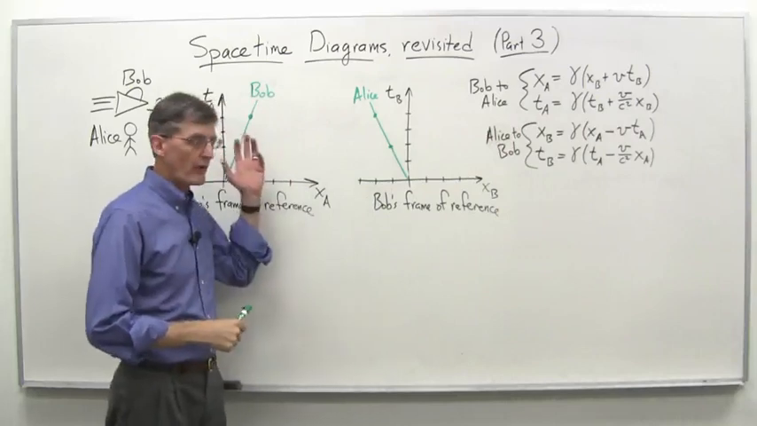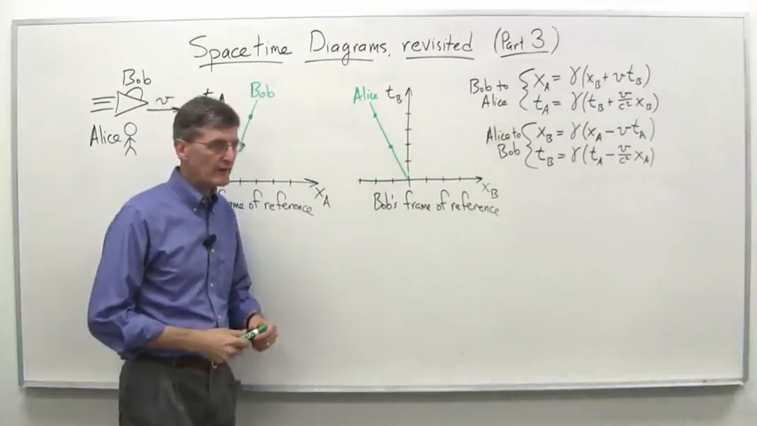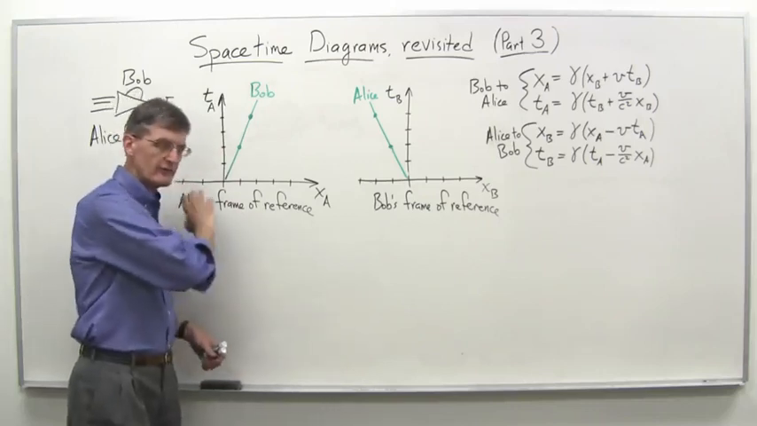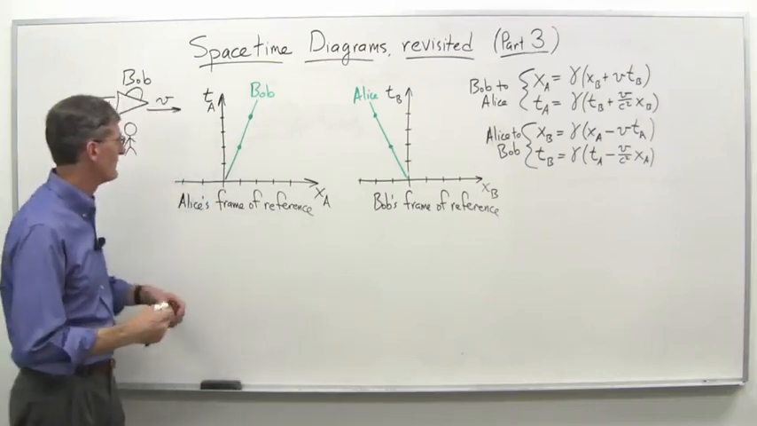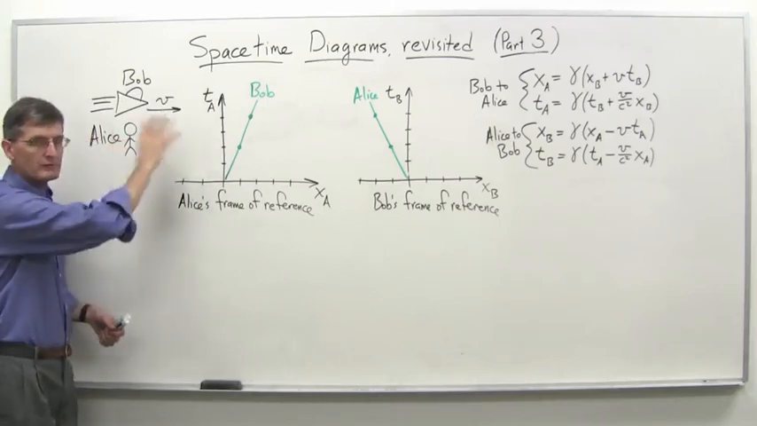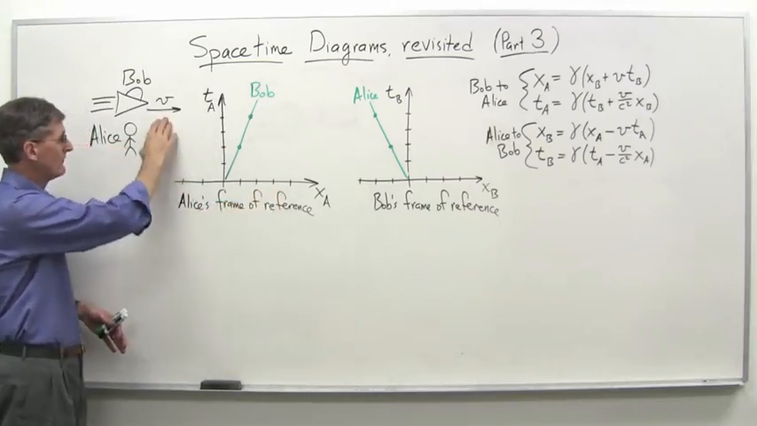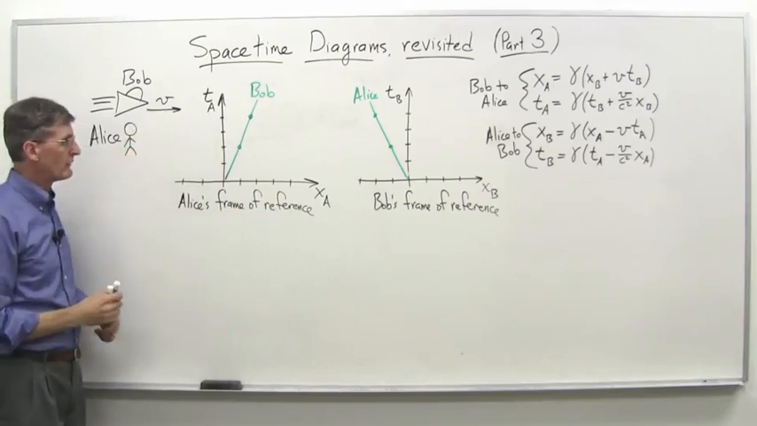Space-time diagrams part 3, and now we get to bring in the special theory of relativity. So we've got one of our standard situations here. Let's revisit it. We'll have Bob traveling in a spaceship in the positive x direction, to the right, at velocity v, and Alice will be observing.